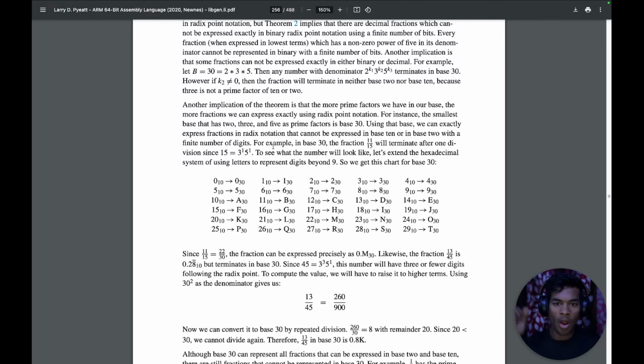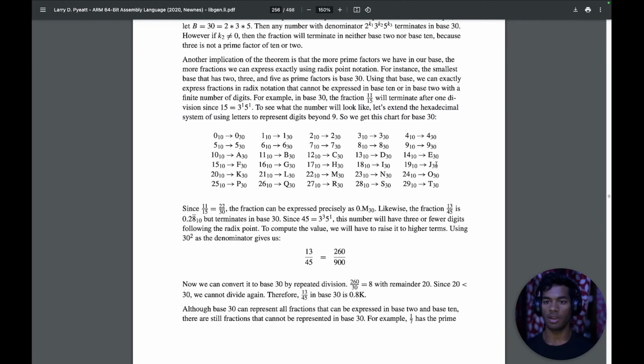What the heck? 15 is 3 into 5. Okay. To see what the numbers will look like, let us extend the hexadecimal system of numbers to represent digits beyond 9 so that we get these characters for base 30. Since this equals this, the fraction can be expressed precisely as point m.